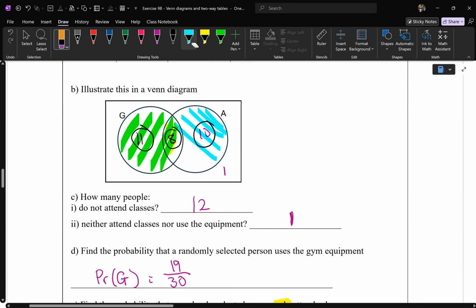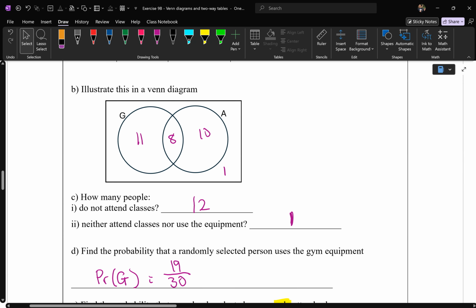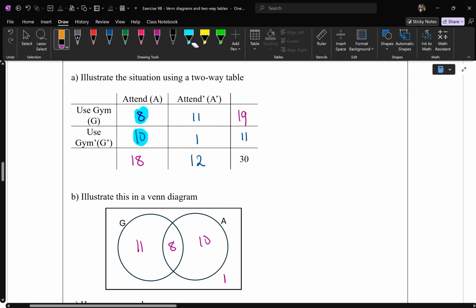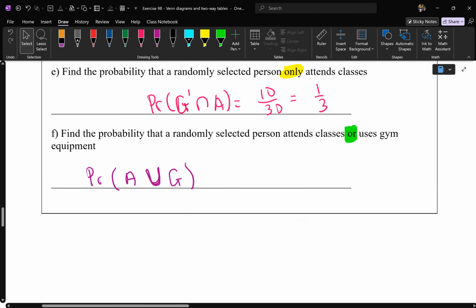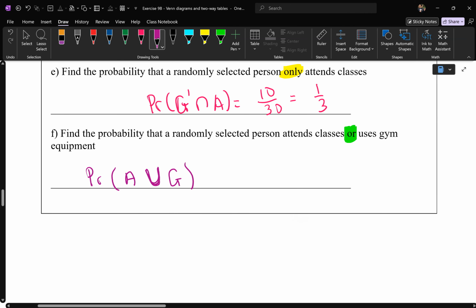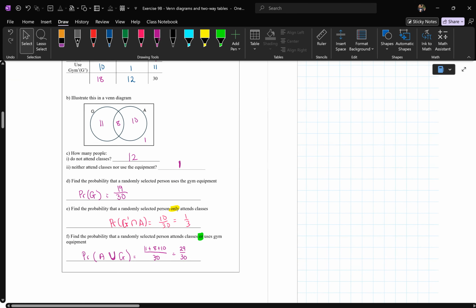So for the answer, I'm just going to rub all this out so it doesn't get too confusing. There we go. I'm just going to rub the colors out. Answering the question, what's the probability of picking someone that's going to attend classes or use the gym equipment? Well, that must equal 11 plus 8 plus 10 out of 30. So that gives you a total of 29 out of 30. That's your chance of success.